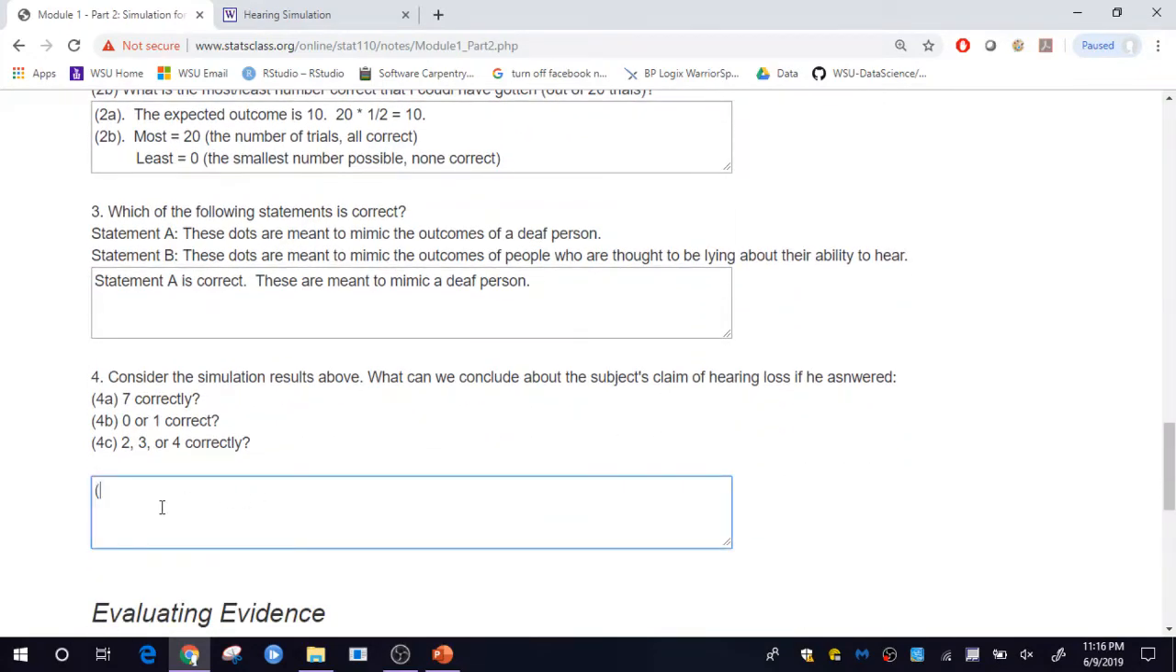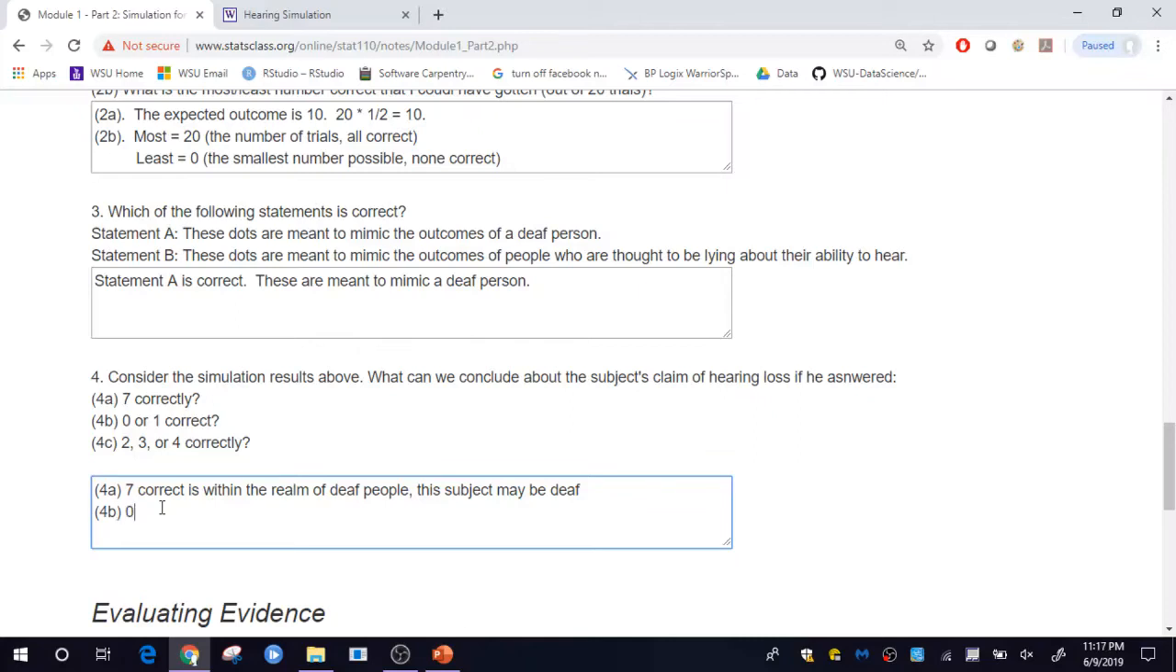So question 4A is going to be 7 correct. Well, 7 correct is within the realm of deaf people. Okay, so this individual, this subject, may be deaf.